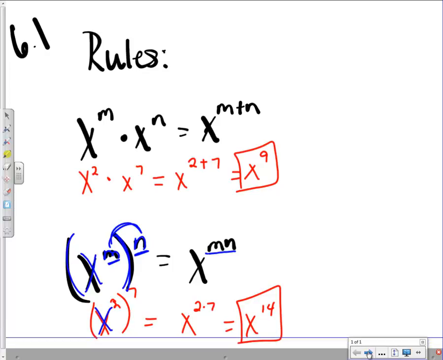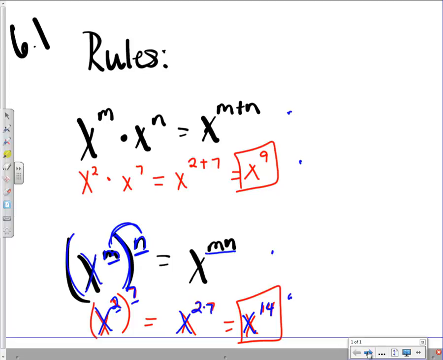If I have x squared raised to the 7th power, so a power raised to a power, you're going to multiply those two numbers, and so 2 times 7 is 14, so x to the 14th is how I got my final answer. So these are the two rules that you need to write down, probably at the top of 6.1 and write rules. I would write the rule, I would write the example for both of these, and then you're going to use these two rules all the way through 6.1.